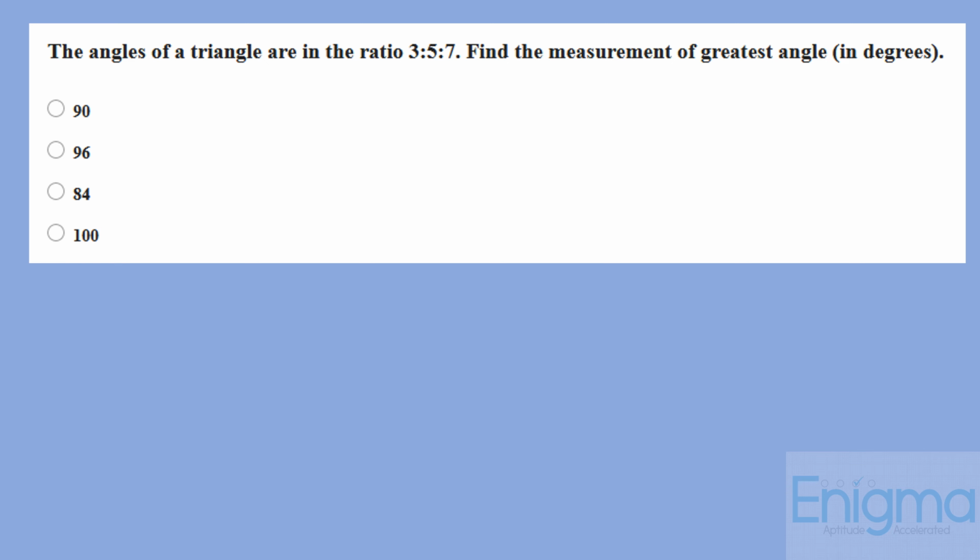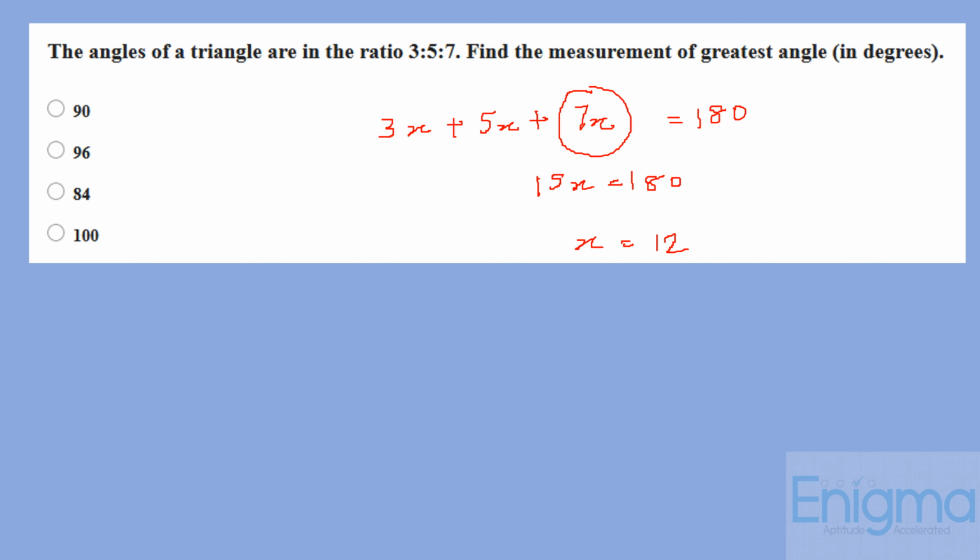The angles of a triangle are in the ratio 3 is to 5 is to 7. So let's assume them as 3x, 5x and 7x. Find the measure of the greatest angle in degrees. The addition of all angles of a triangle is 180 degrees. So the equation becomes 15x equal to 180 degrees. That means x is equal to 12. Now the greatest angle is 7x, hence the angle will be 7x, that is 12 into 7, 84.